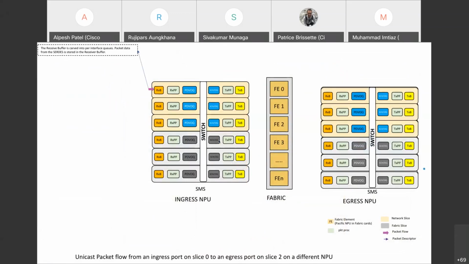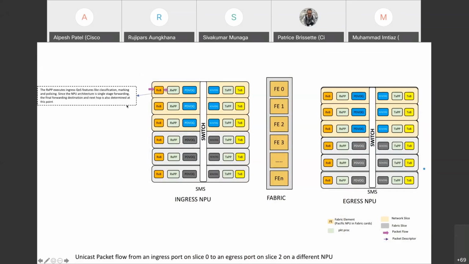So we have a receive buffer. The receive buffer is carved into per interface queues, and packet data from the wire is stored in the receive buffer. Once the packet is received, it's sent to the packet processor on the receive side. So the receive interface schedules packets from the per interface queue to the receive buffer and sends them to the RxPP in proportion to the interface speed. So if we have 10 gig versus 100 gig.